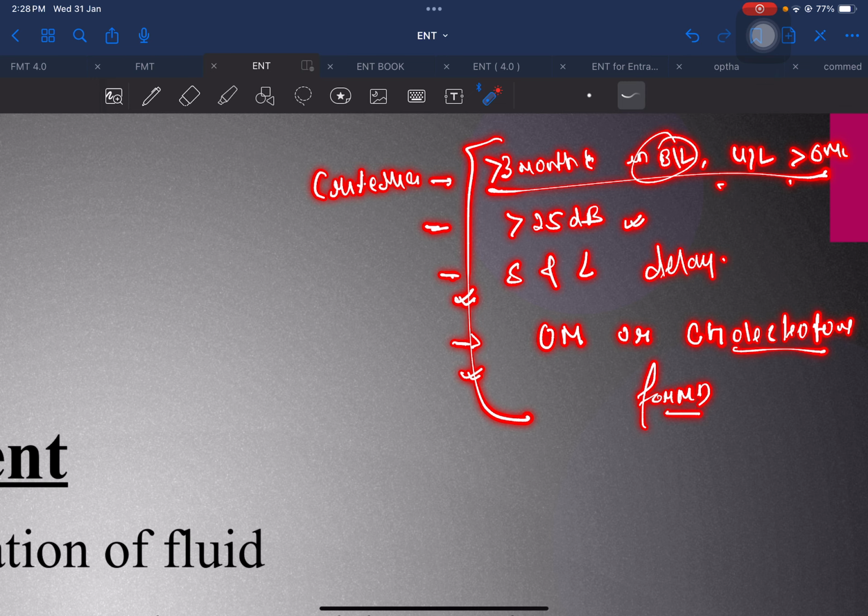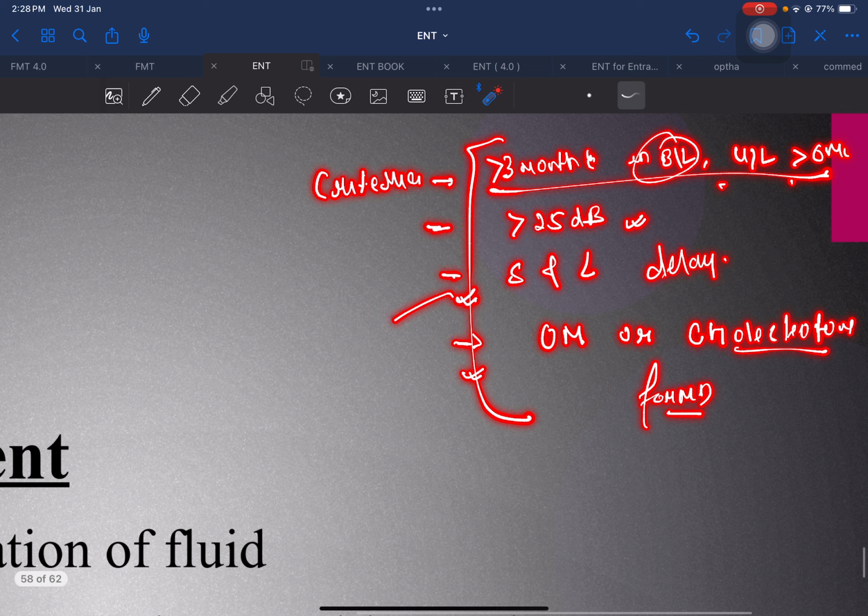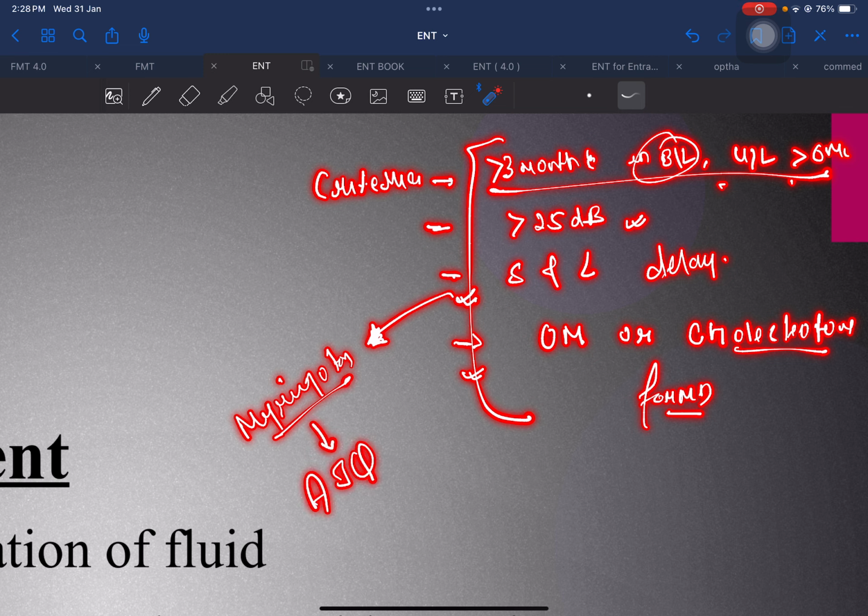If these criteria are met, then what we do is myringotomy. Now myringotomy is done at the anteroinferior quadrant, and it is done with a radial incision.